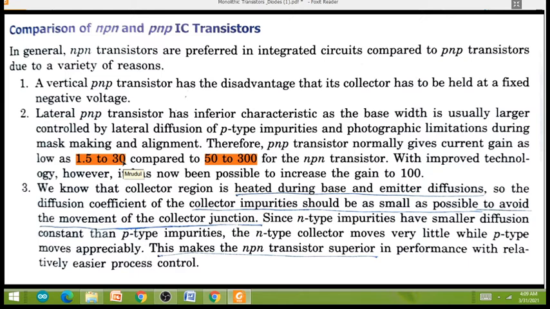So that is one limitation. Another limitation that you can see between the PNP and vertical PNP transistor is that the vertical PNP transistor has a disadvantage: the collector has to be held at a fixed negative potential, which we had already discussed. A minus point of the vertical PNP is that it will always be used at a negative potential for better isolation, whereas in the case of an NPN transistor it's not mandatory to always keep it at a negative potential.